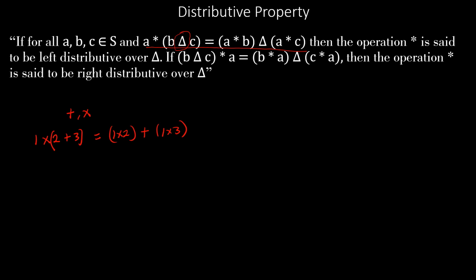But if you have something like 1 plus (2 times 3), we can say this is not equal to (1 plus 2) times (1 plus 3). So therefore addition is not distributive over multiplication. For the scope of this class, we are not going to be laying emphasis on right distributive and left distributive. We are simply going to be taking a look at distributive properties generally.